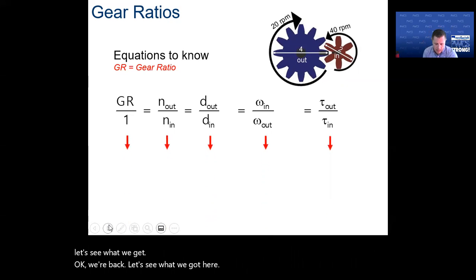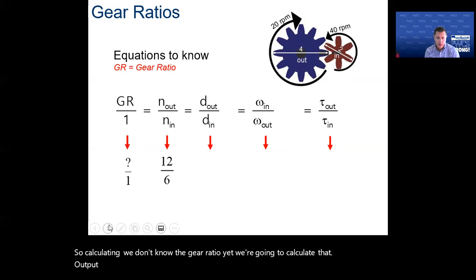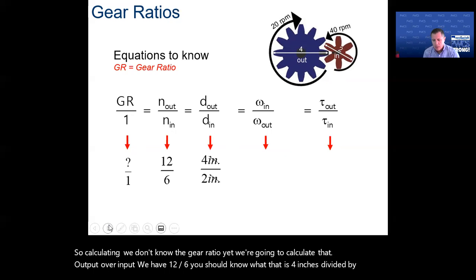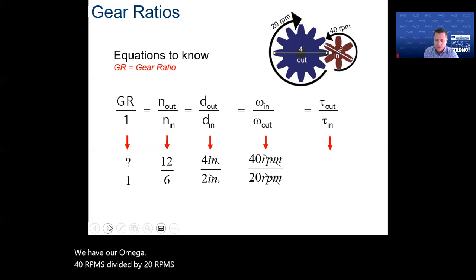So calculating, we don't know the gear ratio yet. We're going to calculate that. Output over input, we have 12 divided by 6. We should know what that is. 4 inches divided by 2. Okay. We have our omega, 40 RPMs divided by 20 RPMs. Again, still a 2-to-1 ratio. Notice how all those units cancel out.